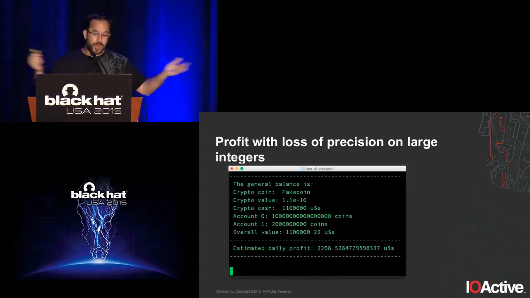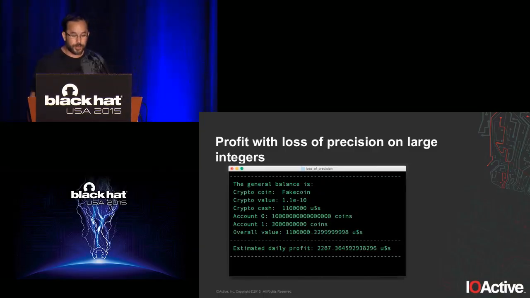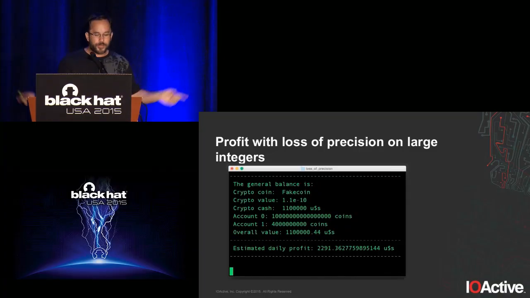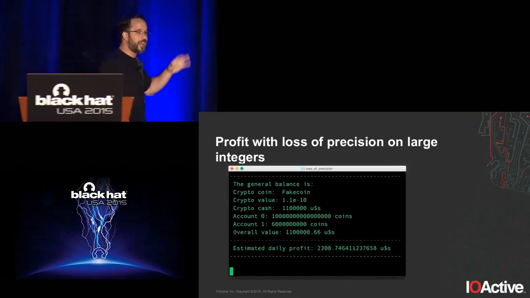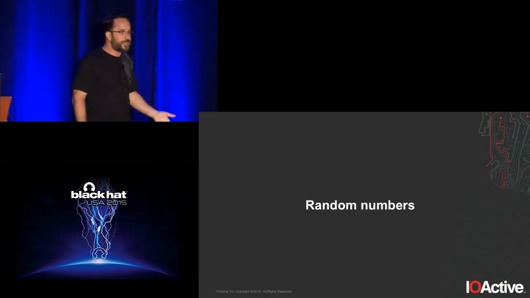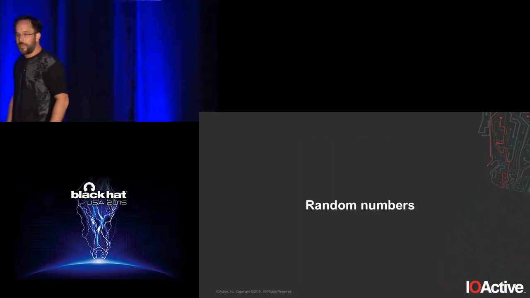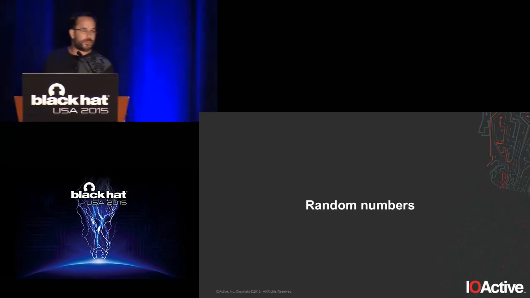So in here, I have a little bit more profit at the end of the day. I'm making $2,300 per day, making a lot of transactions. And as you can see, the account number 1 is increasing the overall value for the application. It believes that it has more money than it actually has, but it doesn't. The thing is that the account number 0 was never decreased.